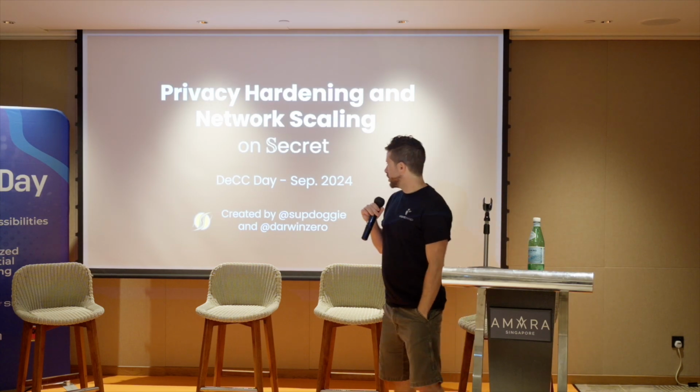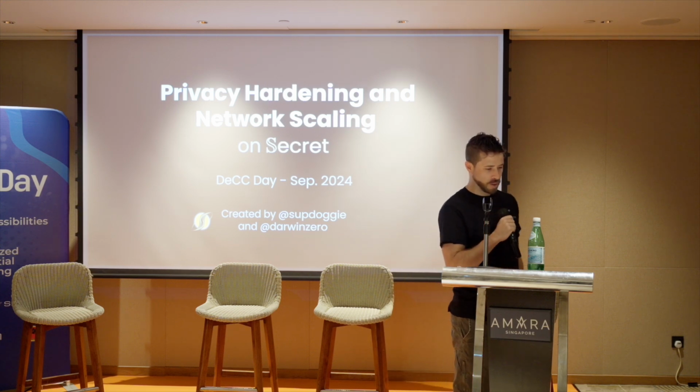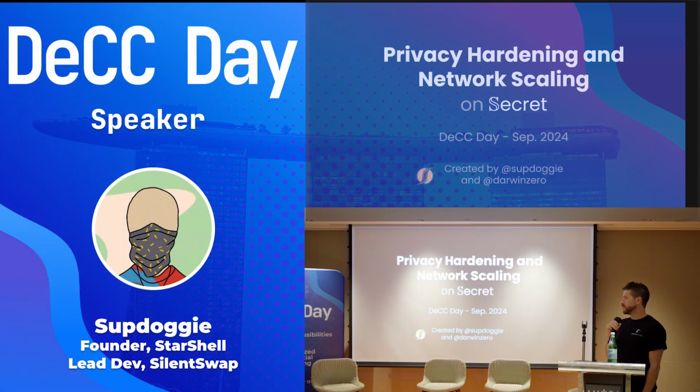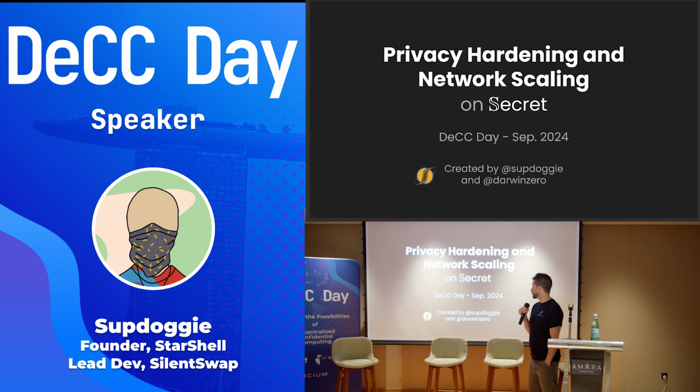So yeah, today I'm going to be talking about a Secret Network research and development grant that I developed with my colleague Darwin Zero, representing the Starshell wallet. What we set out to do was improve privacy aspects of Secret Network, where there had previously been identified some slight privacy vulnerabilities with secret tokens.